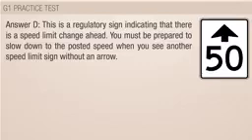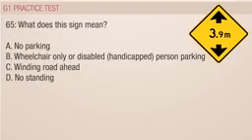Answer D. This is a regulatory sign indicating that there is a speed limit change ahead. You must be prepared to slow down to the posted speed when you see another speed limit sign without an arrow. Question 65. What does this sign mean? A. No parking. B. Wheelchair only or disabled handicapped person parking. C. Winding road ahead. D. No standing.